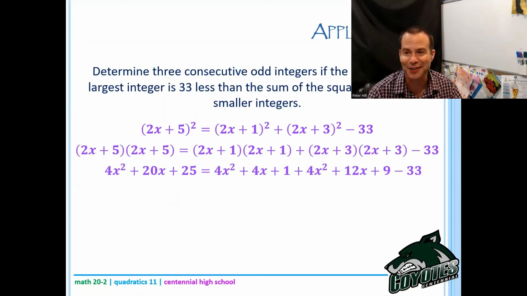Okay, don't shut down, you got this. Now I want to combine like terms on this side over here. So I've got 4x squared and 4x squared, which is 8x squared. Let me just show you what I'm looking at here.